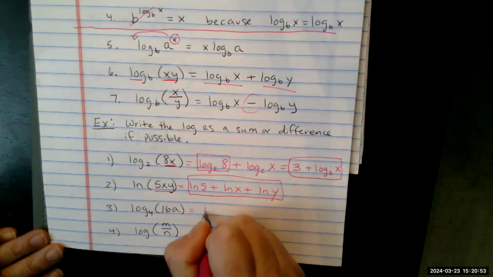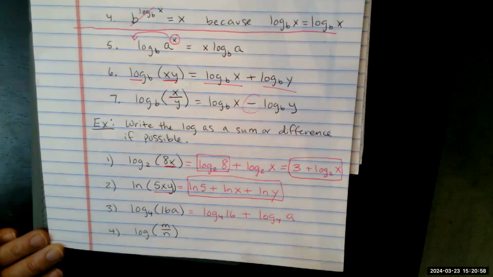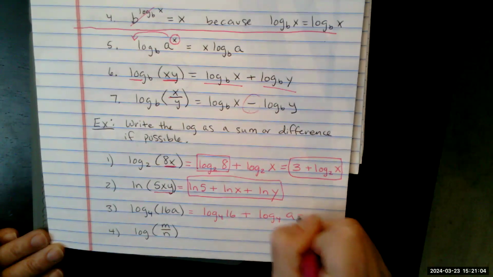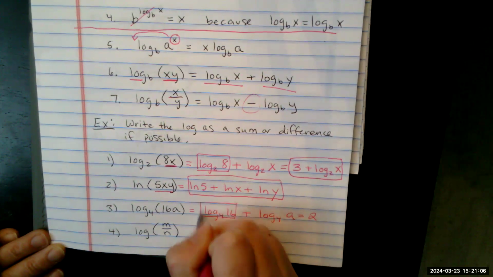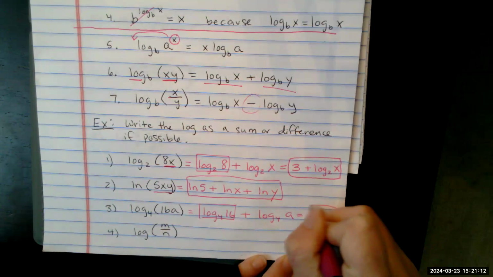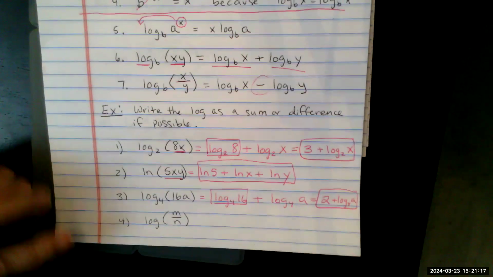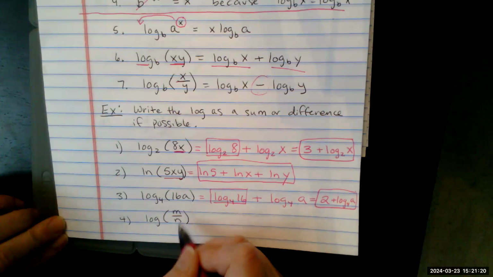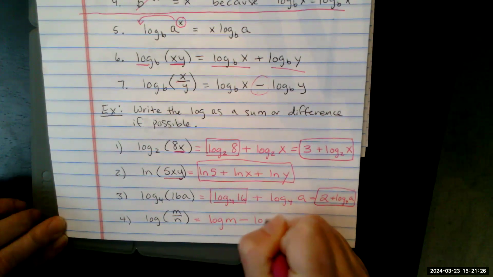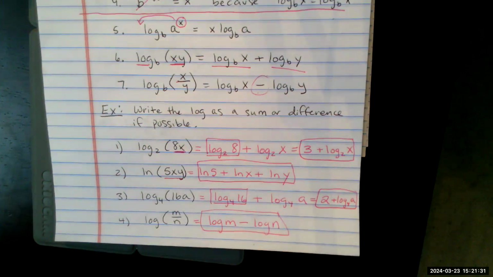Next one, log base 4 of 16 plus log base 4 of a. I'm going to try this one. 4 to what power equals 16? 4 to the second. So that means that whole first term is just 2 plus log base 4 of a, which I definitely cannot reduce without knowing anything about a. And finally, another division, which means I'm going to change it to subtraction, log m minus log n. Definitely cannot reduce those because there's no numbers.